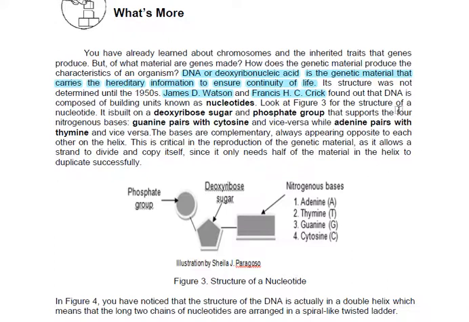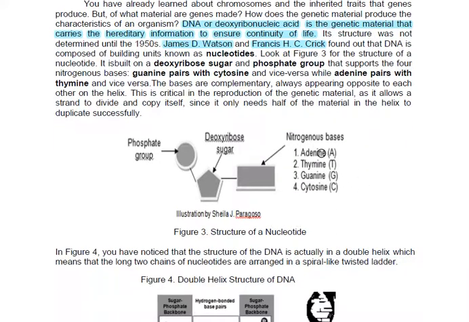And here is the structure of a nucleotide. It is built on deoxyribose sugar and phosphate group that supports the 4 nitrogenous bases. So, these are your four bases: adenine, thymine, guanine, and cytosine. Alright? Now, here it just gives you one example.